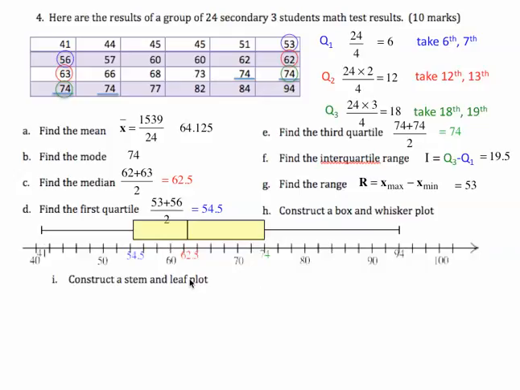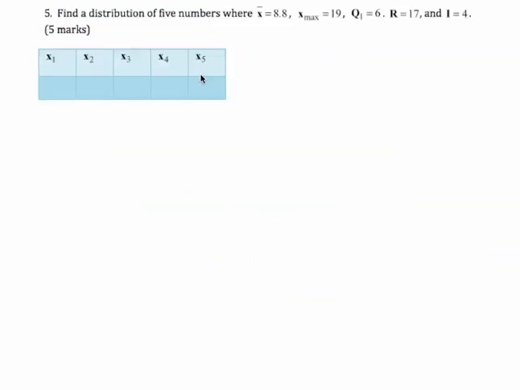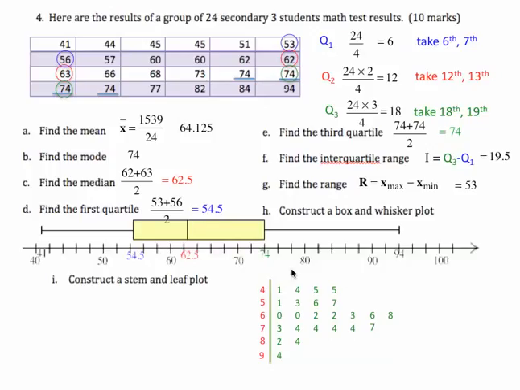All right, stem and leaf plot. So we have 40s, 50s, 60s, 70s, 80s, and 90s. For the 40s, I have 1, 4, 5, 5. For the 50s, I have 1, 3, 5, 6, and 7. Then for the 60s, I have 0, 0, 2, 2, 3, 6, and an 8. For the 70s, let me just go through these. And that's it for the stem and leaf plot.